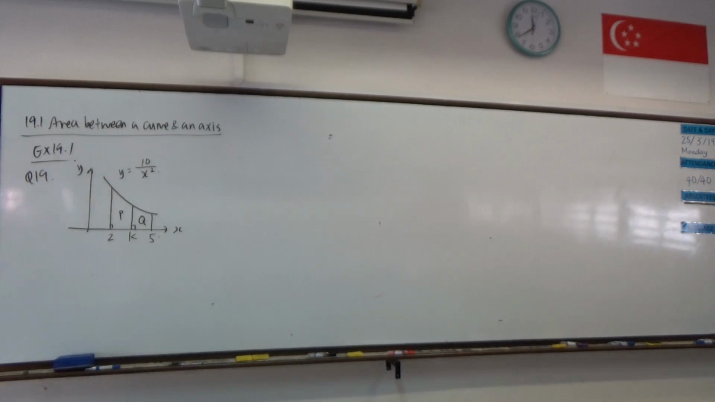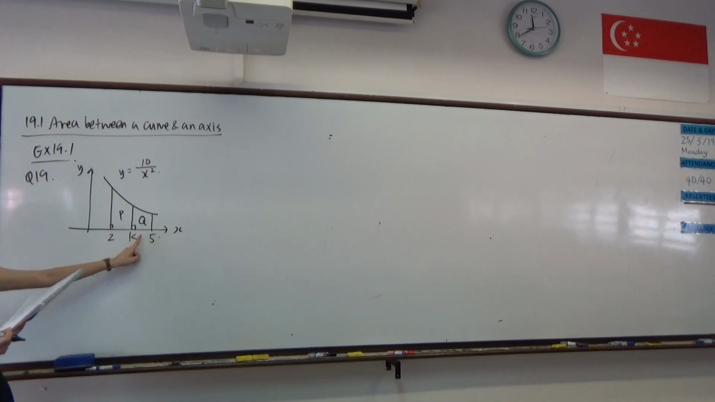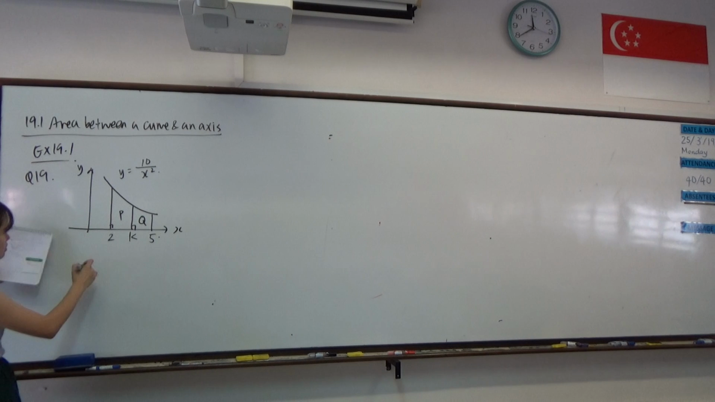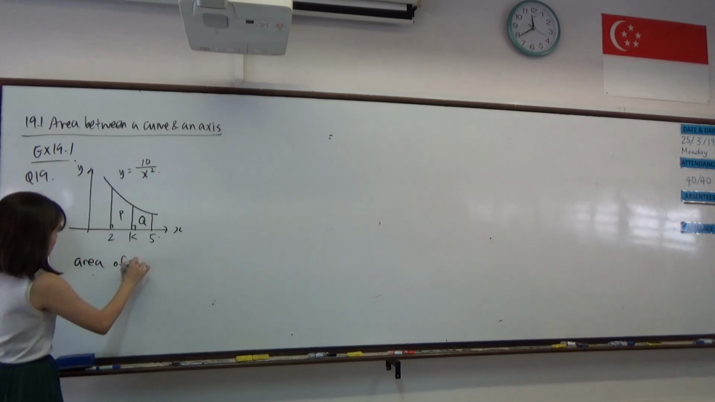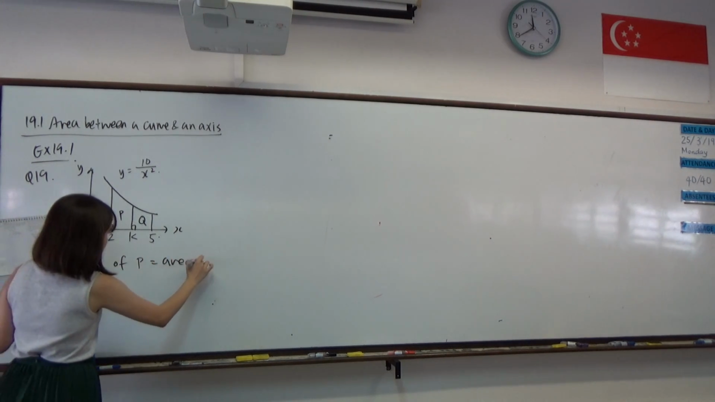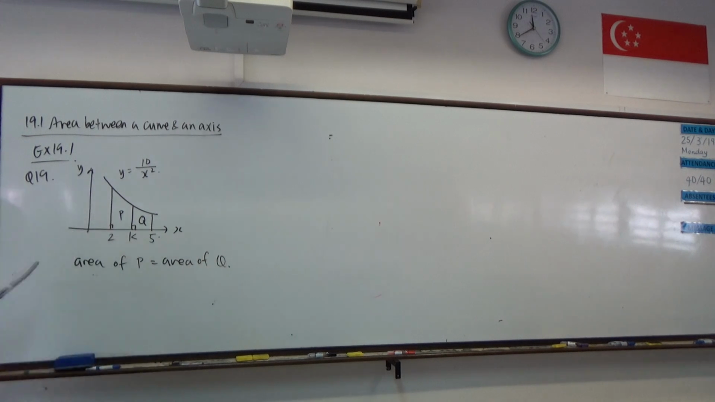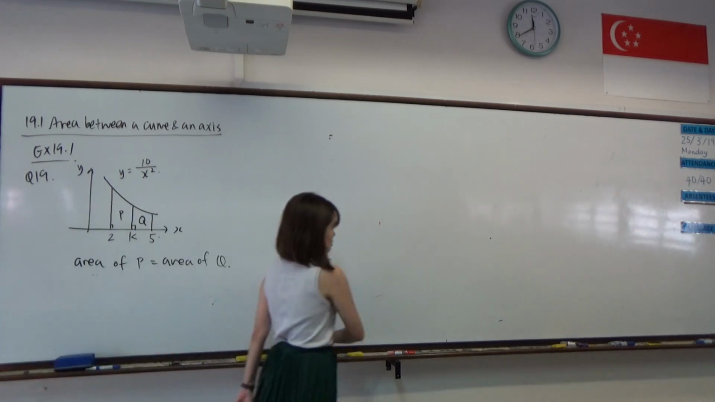Okay, so we are given that the diagram shows part of the curve y equals 10 over x squared. We want to find the value of k for which the area of region P is equal to the area of region Q. Sorry, my diagram might not actually illustrate this idea of equal, but that is what the question says. So we want to find out the value of k. How should we go about doing it?